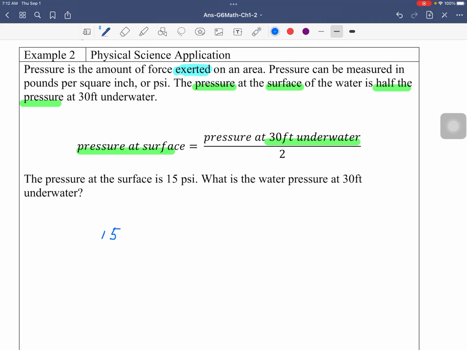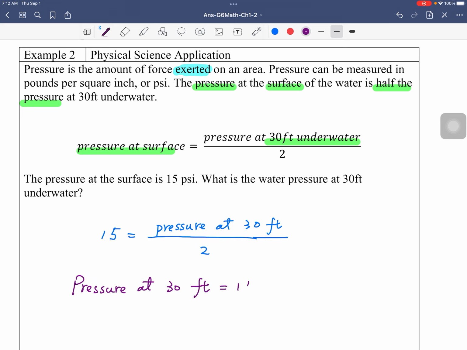So what is the water pressure at 30 feet of water? Here's the relationship, and now we need the pressure at 30 feet. So now we know the pressure at 30 feet of water is 15 times 2, which equals 30 psi.